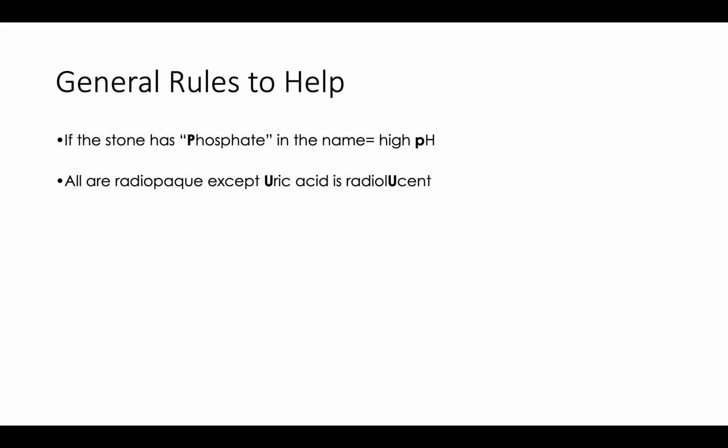General rules to help you out. If the stone name has the word phosphate in it, like ammonium magnesium phosphate, then they're going to have a higher pH environment, and that's not because of the actual phosphate itself, but that little rule kind of helps because there's only two that have the word phosphate in it, and those are the only two that have a high pH. And then they're all going to be radiopaque except for uric acid, which will be radiolucent. If you can remember U in uric acid for radiolucent, that can help you differentiate that one from the other kidney stones.